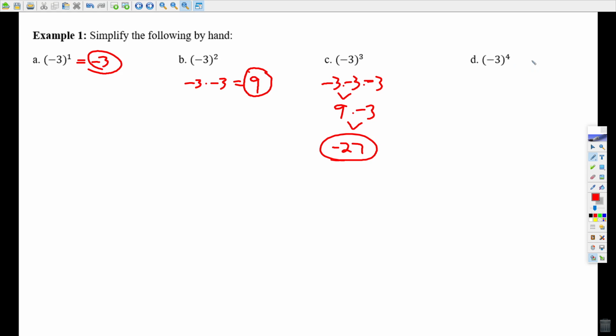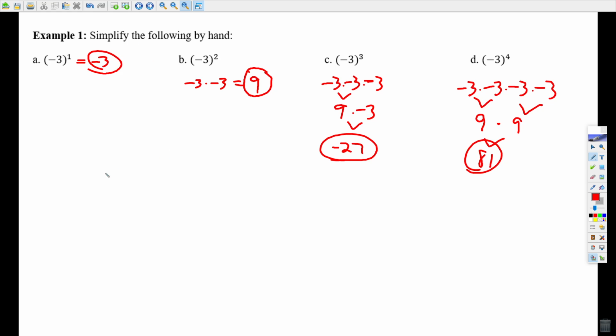And we'll go up to the fourth power. So this means we'd have 4 of them being multiplied together. So we have 1, 2, 3, 4. So what do we get here when we multiply these two? Negative 3 times negative 3, positive 9. And then if we did these two, that would also give you a 9. 9 times 9 gives you positive 81.